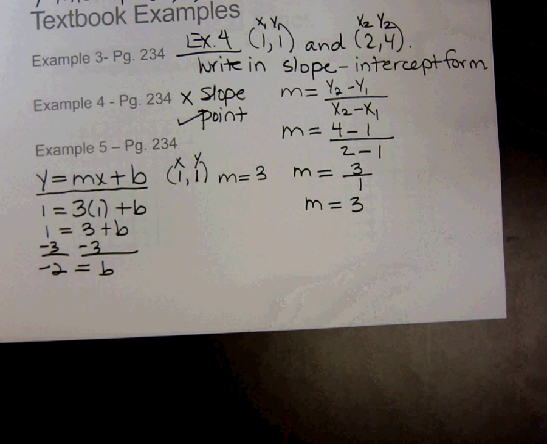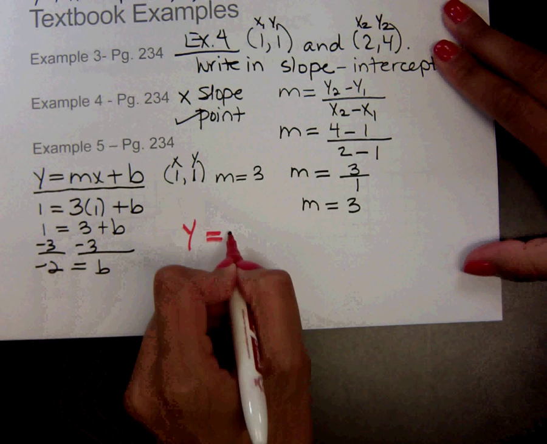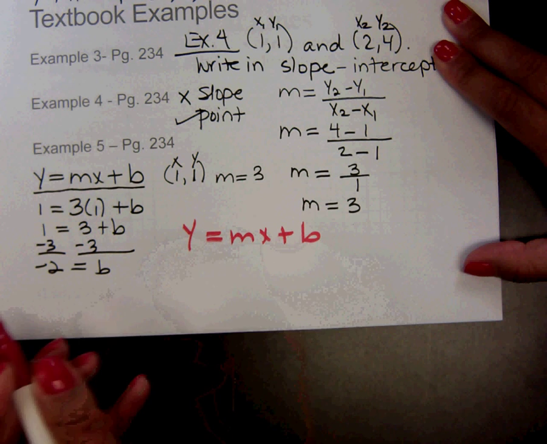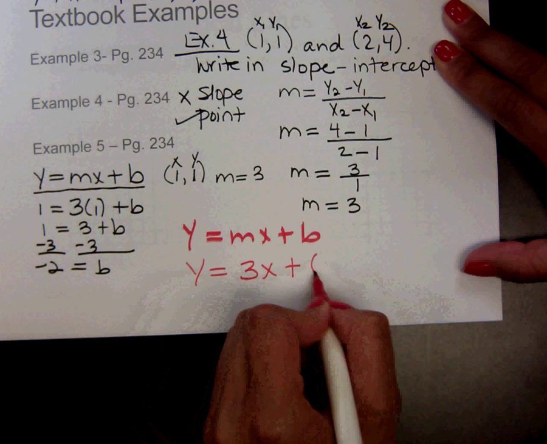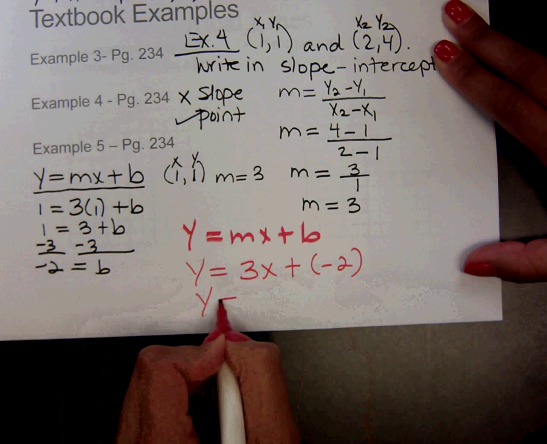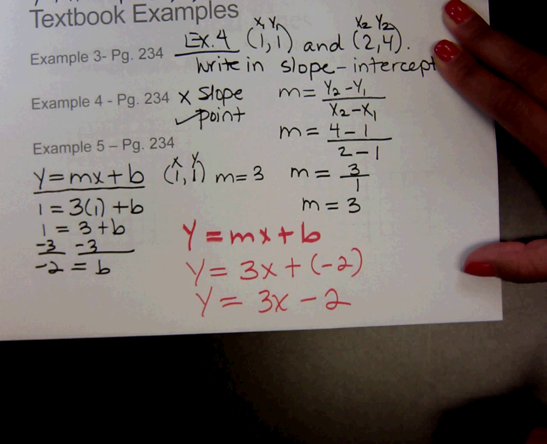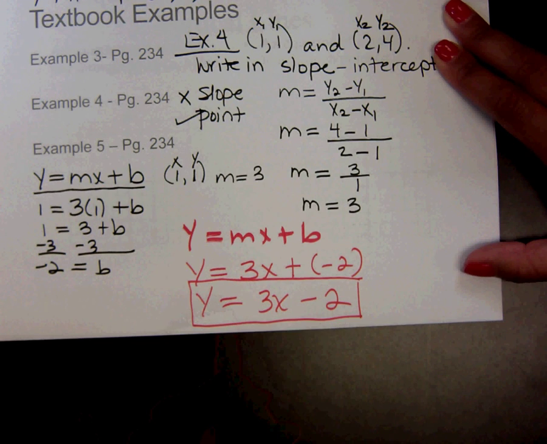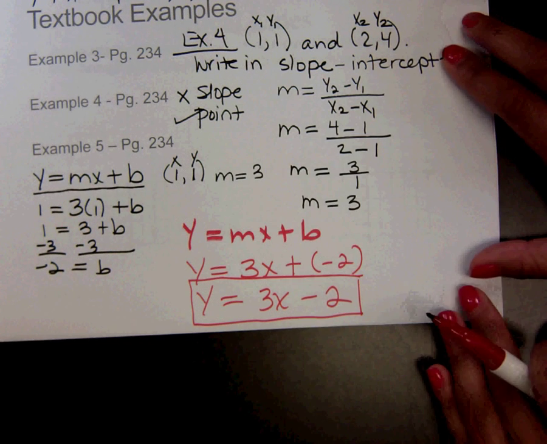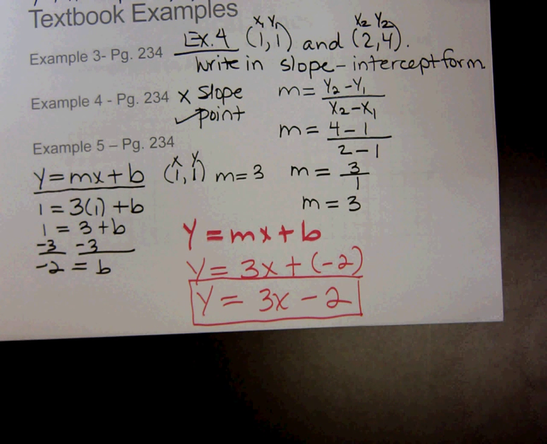So now I have all of the pieces of my puzzle. If I know that y is equal to mx plus b, I know that m is 3 and b is now negative 2, which I would prefer to write as 3x minus 2. That is the equation of the line that passes through the 2 points (1, 1) and (2, 4). So you could have chosen either of those points, right? Either one. Exactly. Very good.